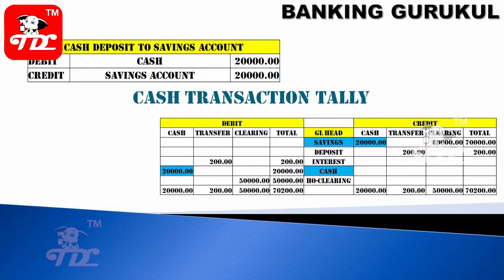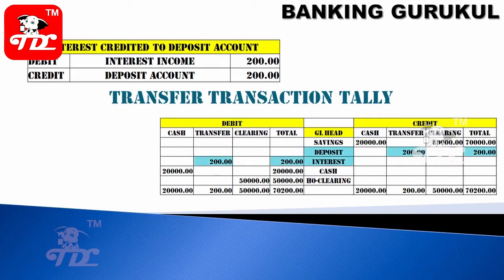We have one cash transaction, a cash deposit to a savings account. So the impact will be there in debit and credit. So savings is there and cash is there. So it has impacted debit and credit and two general ledger heads. One is savings, another one is cash.